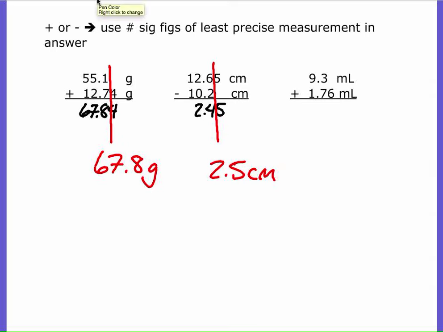The last example here, 9.3 milliliters plus 1.76 milliliters. If I add that up real quickly, I'm going to get this answer, 11.06. But again, I need to round it. And my less precise measurement only goes to the 10th place, so that's where I need to round. So I end up with this answer, 11.1 milliliters. Again, don't count. It won't work. You always just round to a given place, depending on the precision of your measurements. Okay, so hopefully that clarifies things.